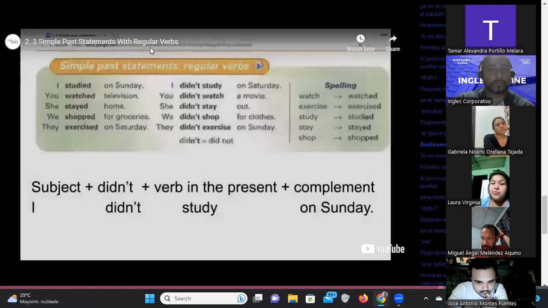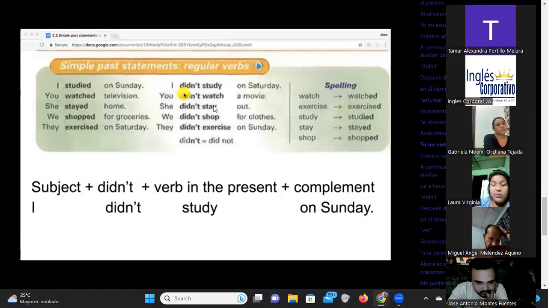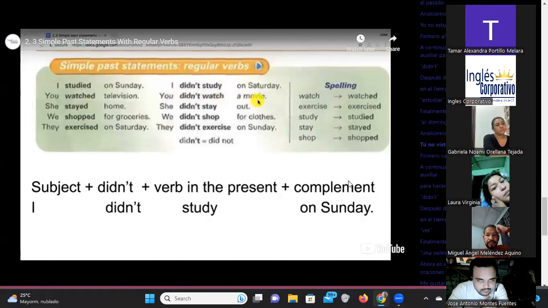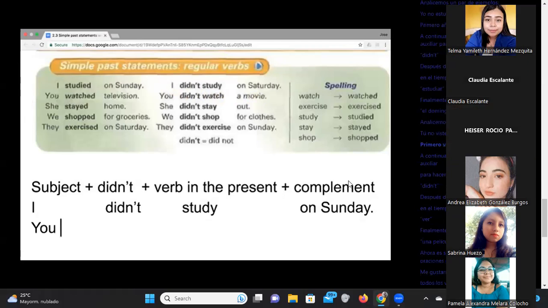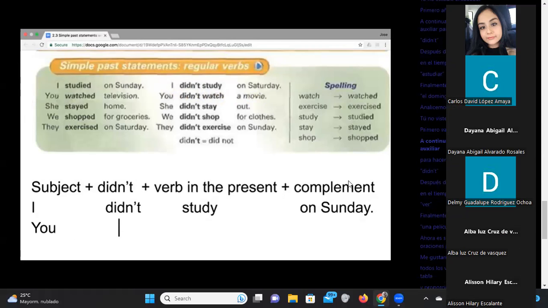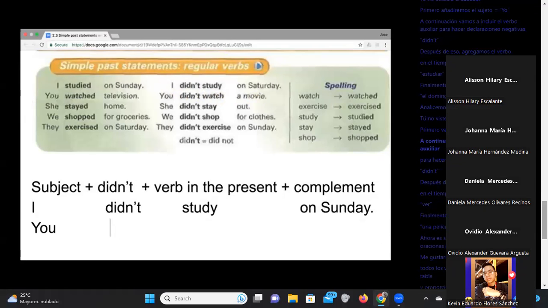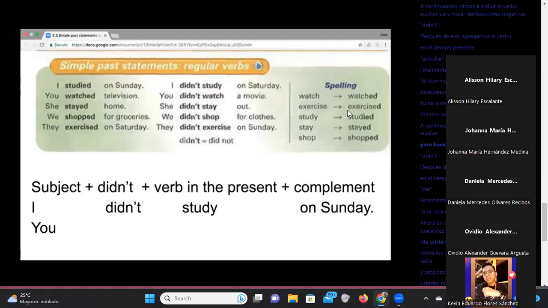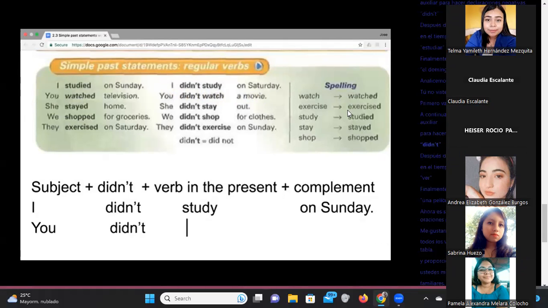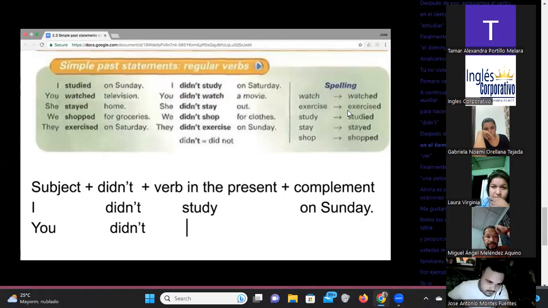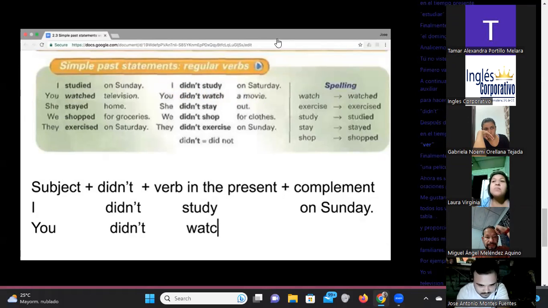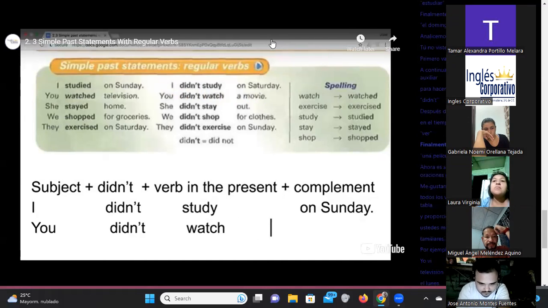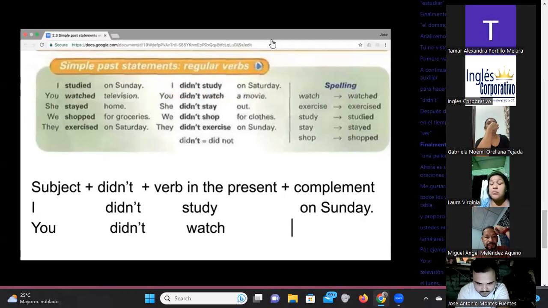Let's analyze one last example. You didn't watch a movie. First, we will add the subject, you. Next, we will include the auxiliary verb to make negative statements, didn't. After that, we add the verb in the present tense, watch. Finally, we will add the complement, a movie.